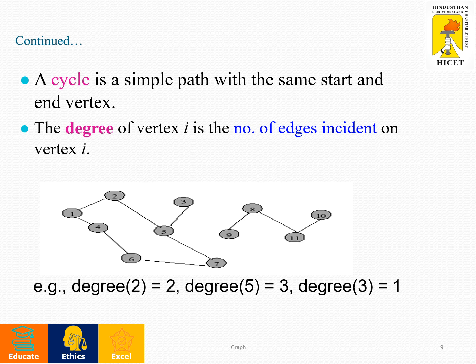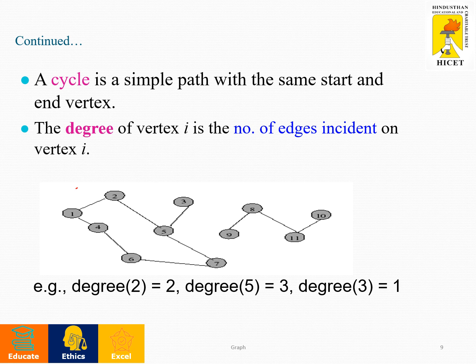You can see here in this graph we start from 1 and travel to 2, then travel to 5, then 7, then 6, then 4, finally ending with the same vertex. So this is the cycle. Start from one vertex and end with the same vertex is called a cycle.